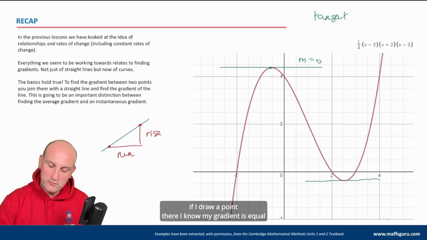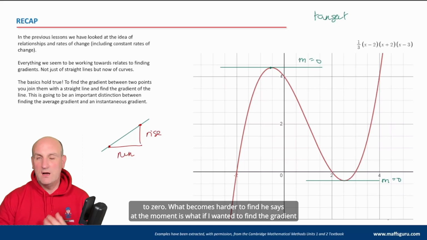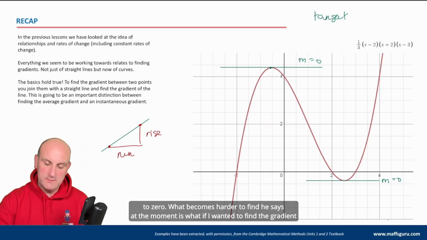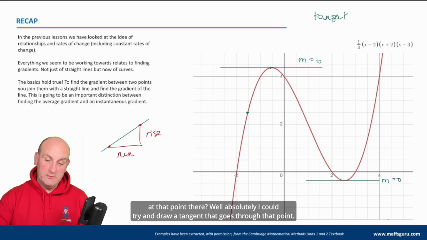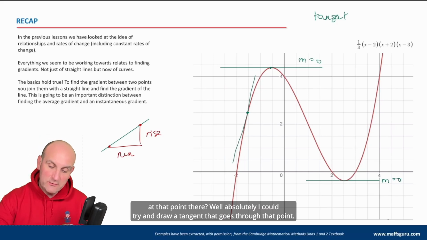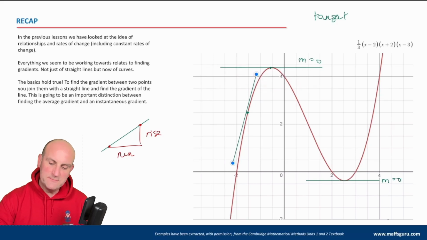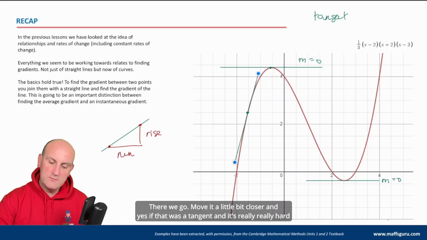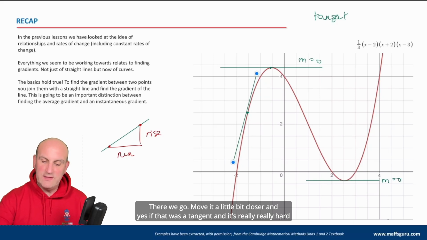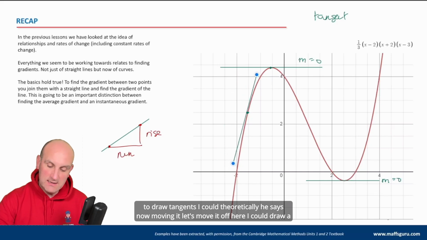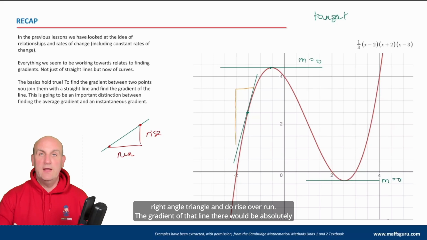Likewise at minimums, if I draw a point there, I know my gradient is equal to 0. What becomes harder is, what if I wanted to find the gradient at that point there? I could try and draw a tangent that goes through that point. Is that going to work? Not quite, so let's move it a little bit closer. And yes, if that was a tangent, and it's really hard to draw tangents, I could theoretically draw a right angle triangle and do rise over run.